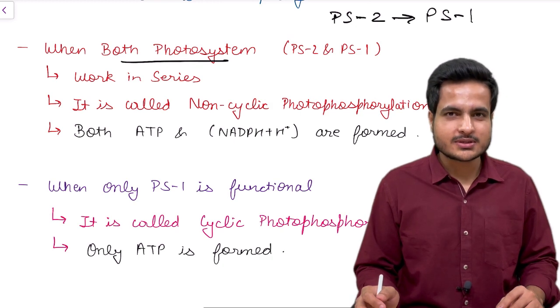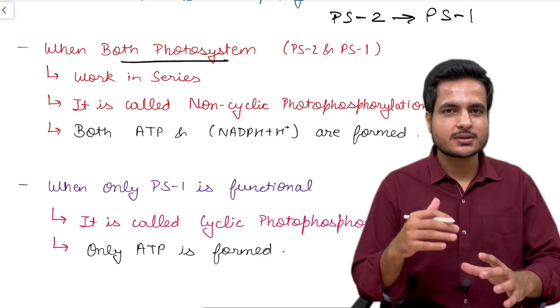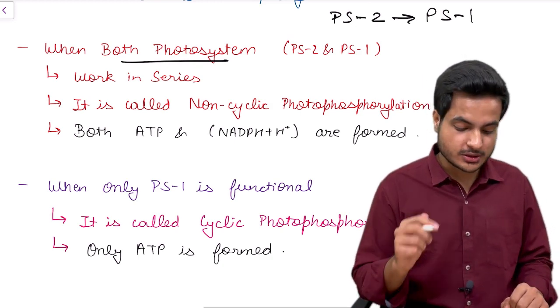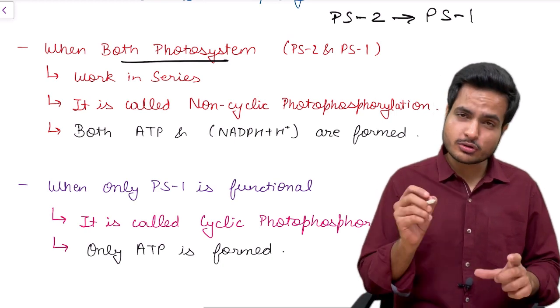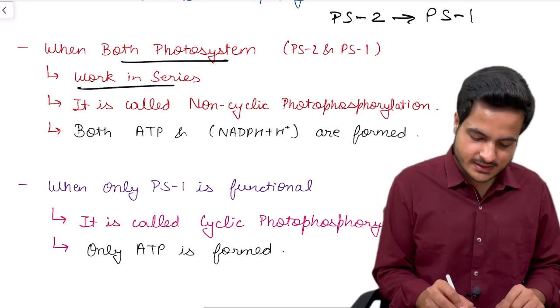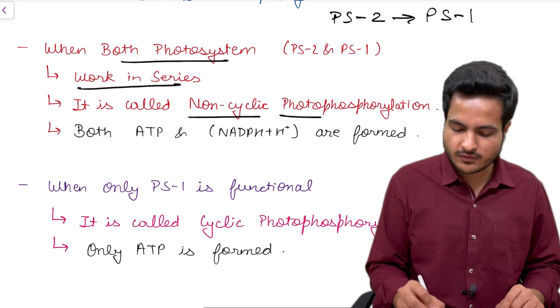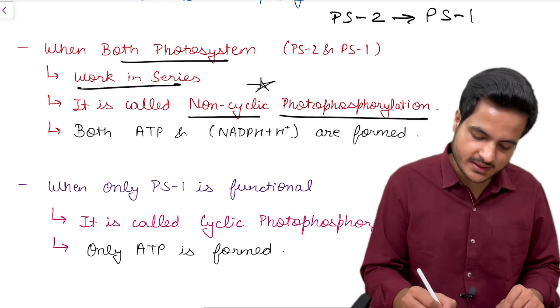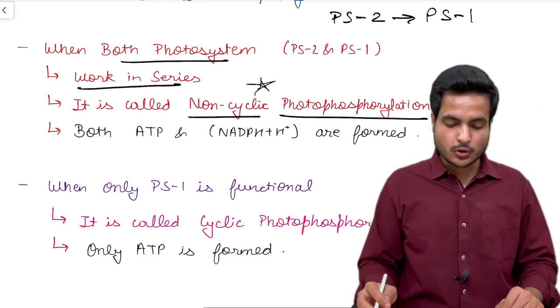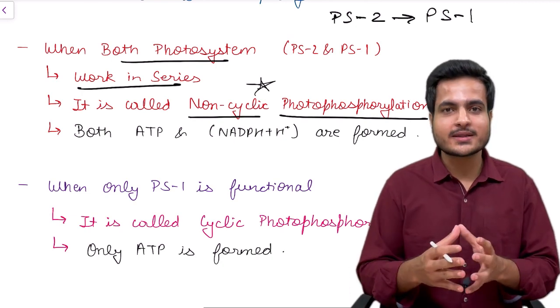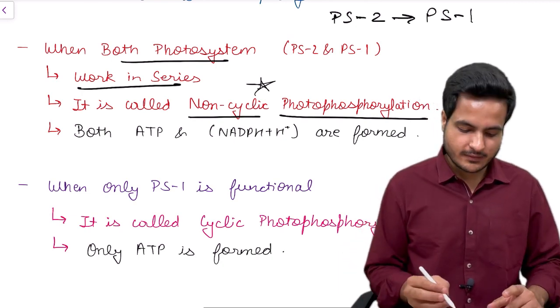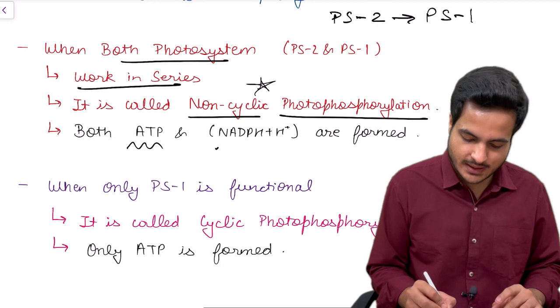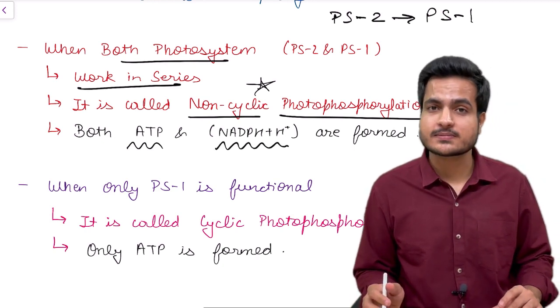Then why are they named this way? They are named according to the sequence of their discoveries. You need to remember this. So when both of these photosystems work in series, it is called non-cyclic photophosphorylation. This is the topic we are discussing right now. And as I told you, when these two photosystems work together, they achieve more. They will synthesize both ATP and NADPH and H+.